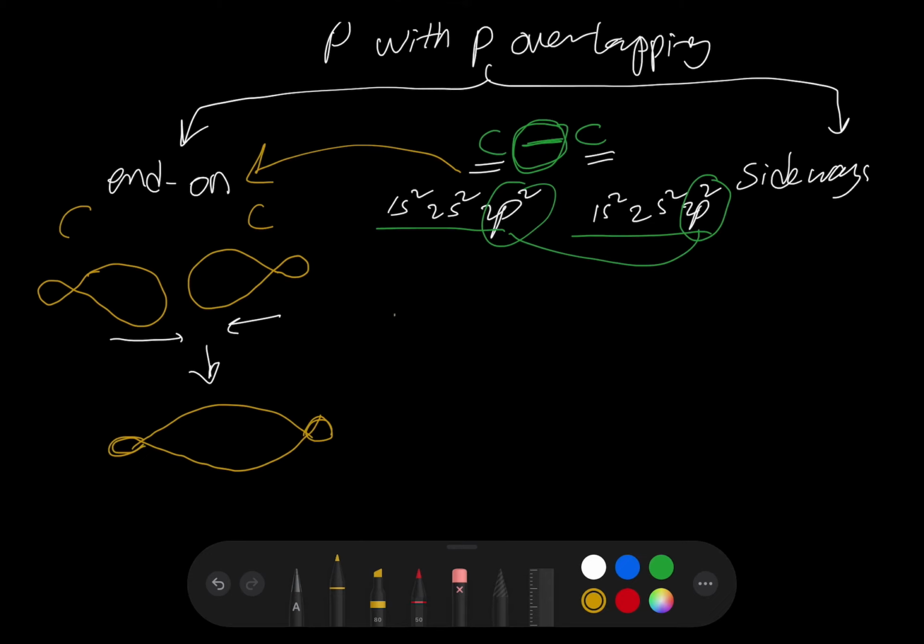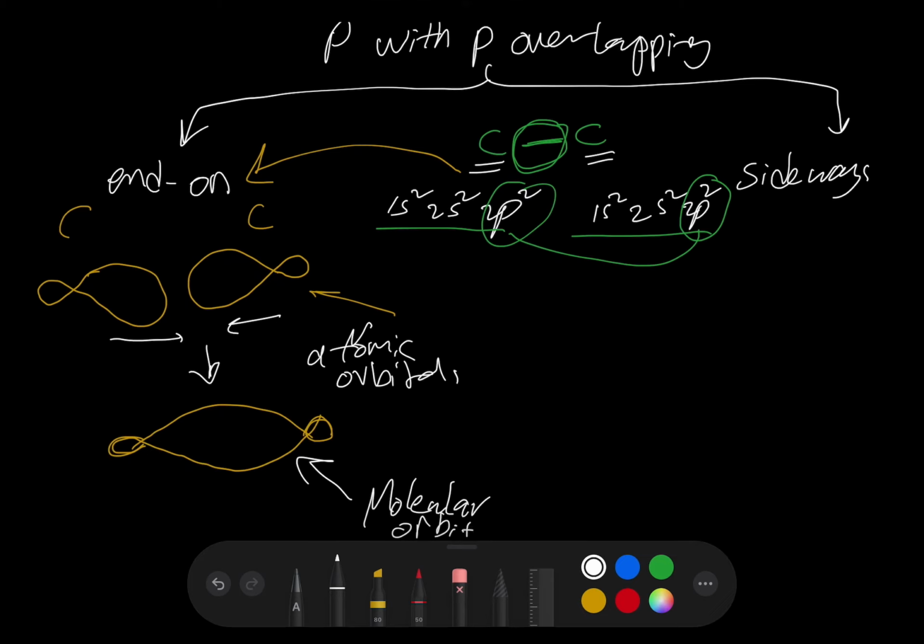By the way, these are called atomic orbitals. Here it's called a molecular orbital. And by the way, the result of this type of overlapping here is a sigma bond. End-on overlapping results in sigma bonds.